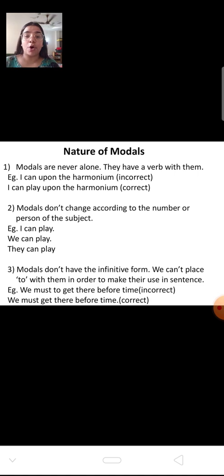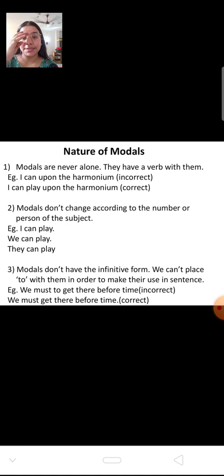The second nature of modals is that modals don't change according to the number or person of the subject. That means we never use "es" in front of the modals. In front of plurals, we never write "cans," we never write "musts" or "mights." So modals, the way they are: if can is used with singular, it will be can. If it is used with plural, then also it will be can. Its actual form will not change. Can will remain can, might will remain might.